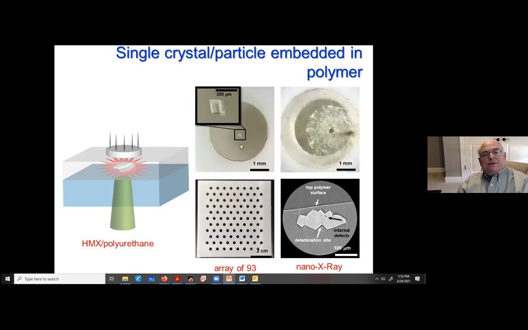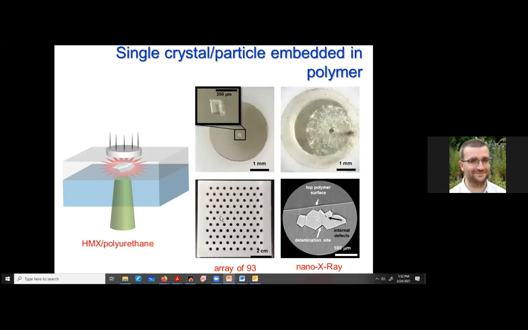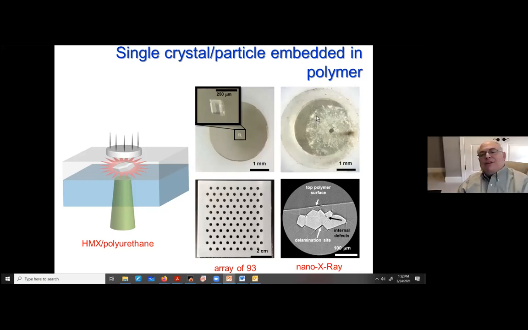Okay, well, here's how it looked before we did anything. Here's this big sea of polymer with a little HMX crystal, and here's a blow up. This is an array of 90 of those, and they're not identical. Everyone's different, and we embrace the differences. This is how it looks afterwards.